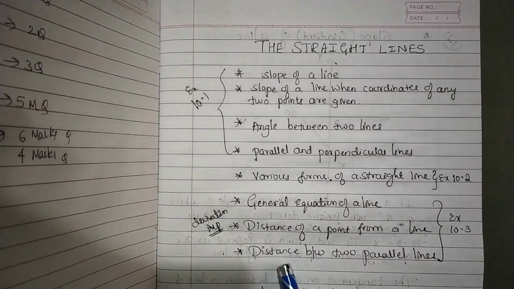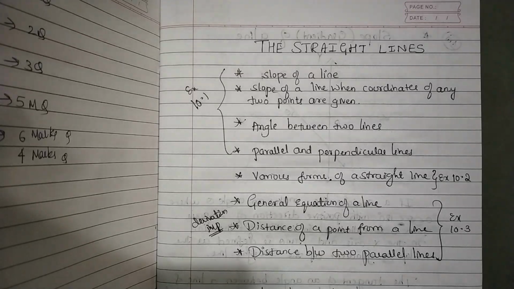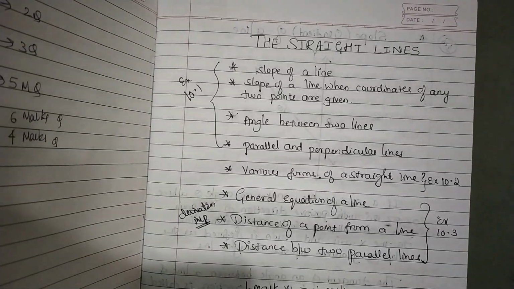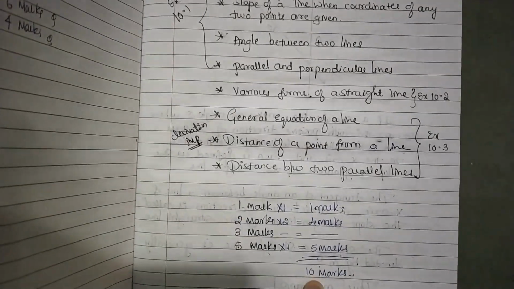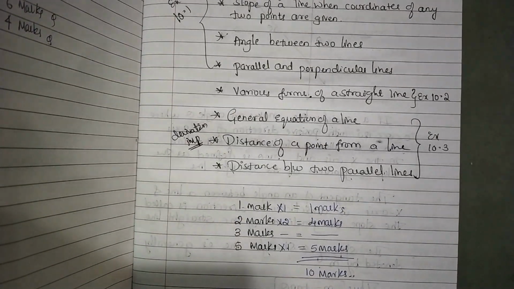Next, in the last unit, that is distance between 2 parallel lines, we are going to find the distance between 2 parallel lines and examples. So these are the topics to be covered in this chapter. So from this chapter, you will get 10 marks. Okay, 10 marks questions: 1 mark 1 question, 2 marks 2 questions, and 5 marks that is one question.